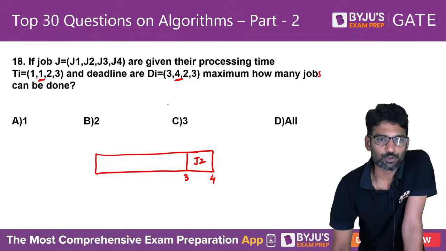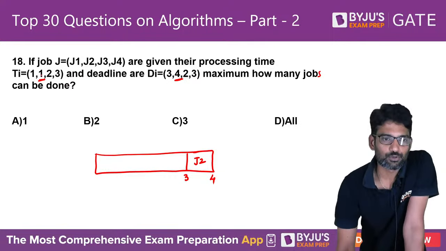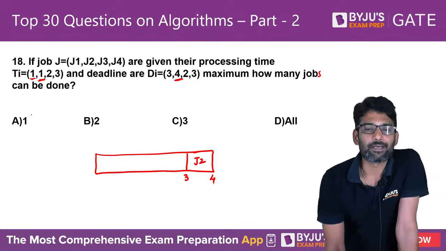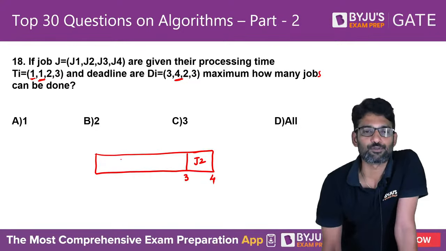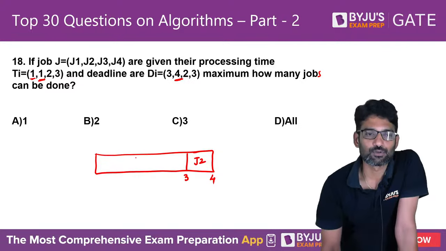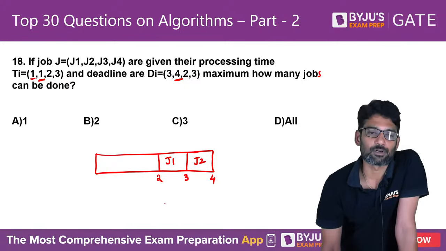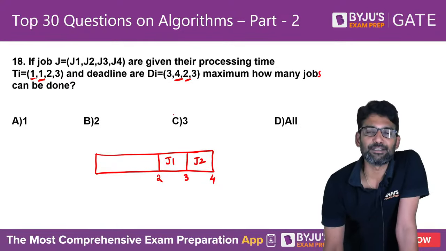Now job 1 and job 4 have the deadline 3. If you schedule job 1, it takes only 1 unit of time. If you schedule job 4, all the 3 units you have to give to job 4 only. So let us schedule job 1 at the 2 to 3 slot. Now job 3's deadline is 2.